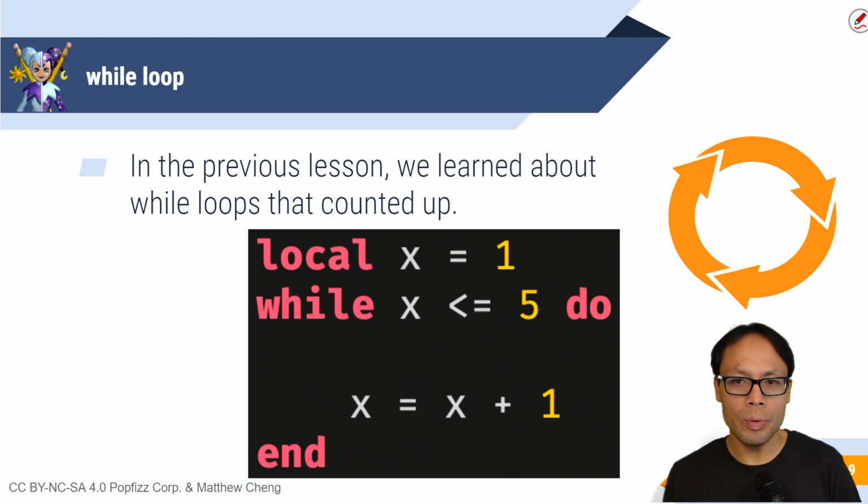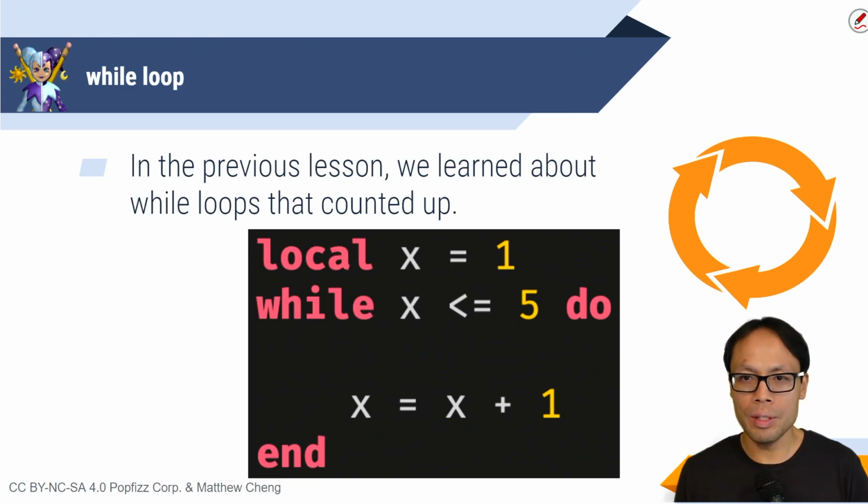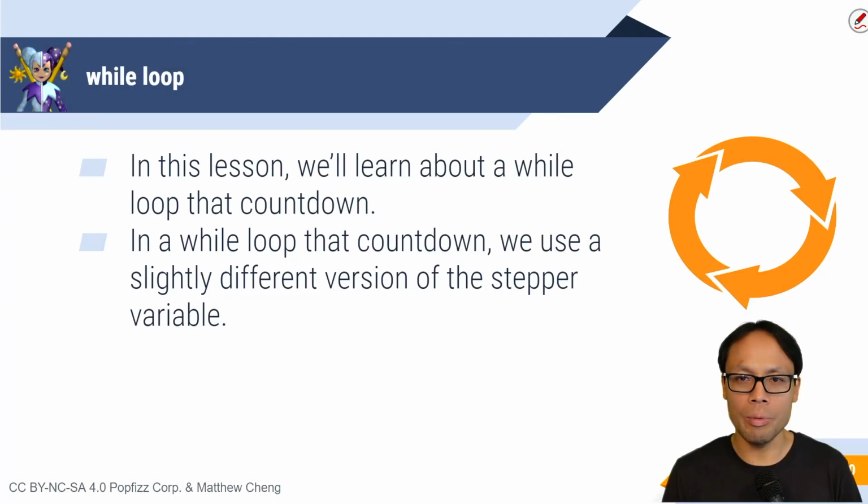In the previous lesson, we learned about while loops that counted up. So for example, we started off with a stepper variable that started low, let's say local x equal to 1. And then within the loop, we had another statement, x equal to x plus 1, which incremented our stepper variable. Now in this lesson, we're going to learn about a while loop that counts down.